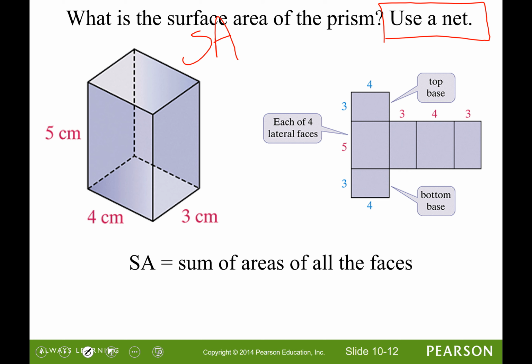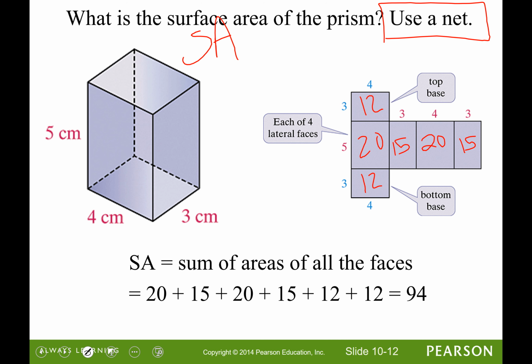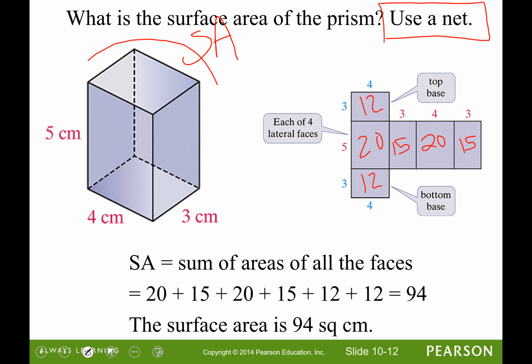Then if we take the sum of each of those rectangles, add them up, we'll get the surface area. So one at a time. The top one is 12 square units. This one is 20 square units. Another 12 square units. 3 by 5 gives us 15. This is another 20, and this is another 15. Adding all of those up, we get 94. So it turns out the surface area of this rectangular prism is 94 square centimeters.